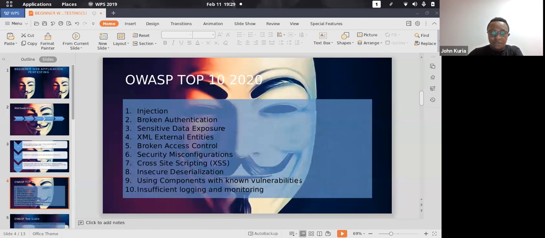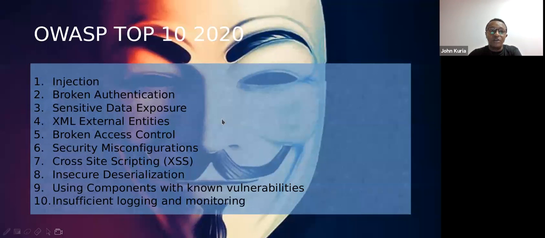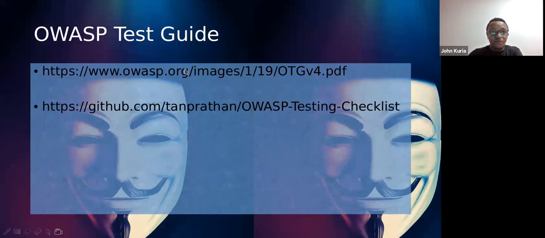So these are the OWASP Top 10. You have injection, broken authentication. You can take this list and try to memorize it, but we'll be going through this in a bit.